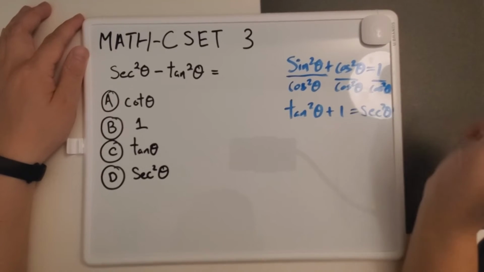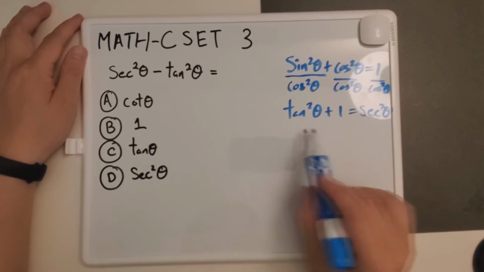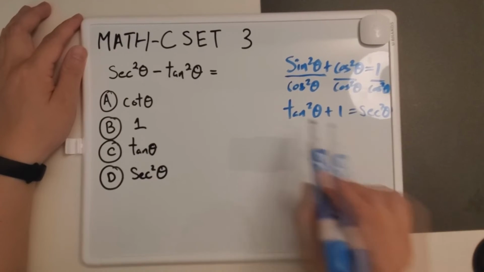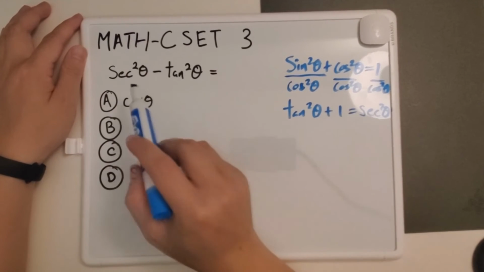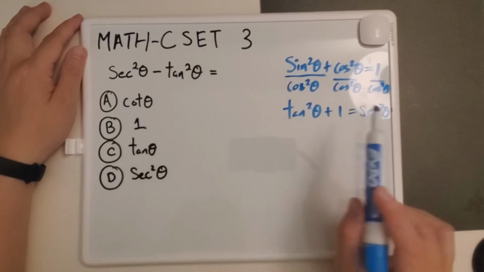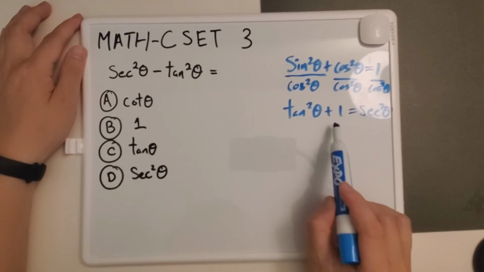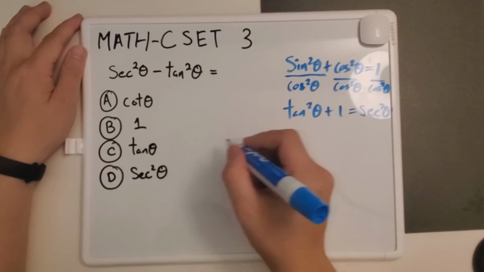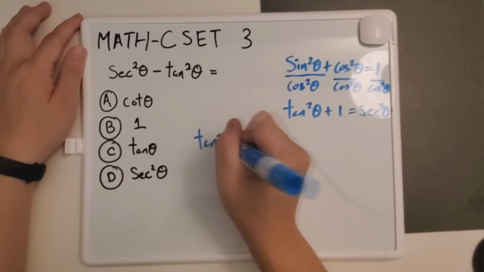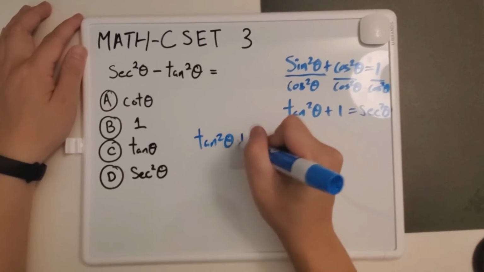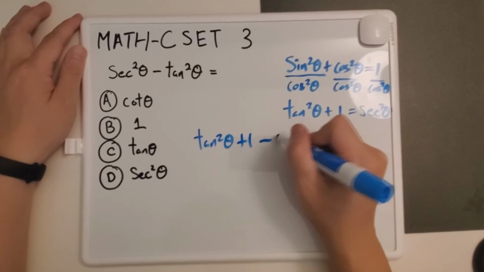Okay, now we can use this trig identity here to help us simplify our original problem. So we see that secant squared theta is actually equal to tangent squared theta plus 1. So we can substitute. So we have tangent squared theta plus 1 minus our tangent squared theta.